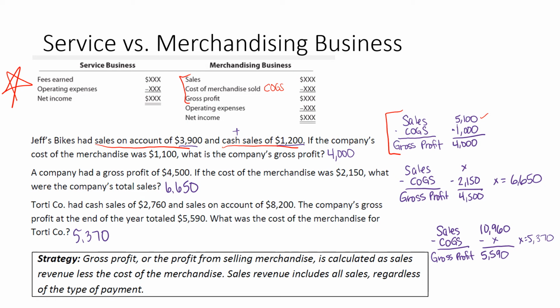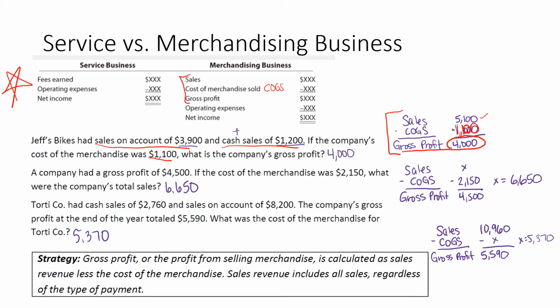So that is the amount that the company received when they sold the merchandise. That's what sales represents when the goods are sold. The cost of merchandise sold, or the cost of goods sold, is exactly what it sounds like. That's the cost initially that the business purchased the inventory for. And so that is $1,100. Back when they purchased it, it cost them $1,100. So cost of goods sold, $1,100. Subtract that out, and that gives you a gross profit of $4,000.